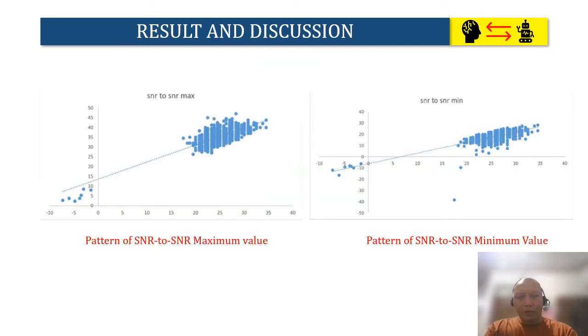Then we visualize the distribution of the SNR values here. As you can see, we have two visualizations here. The pattern of the SNR maximum value follows a normal distribution, and the maximum is more at this level, and the minimum value is more at this level.